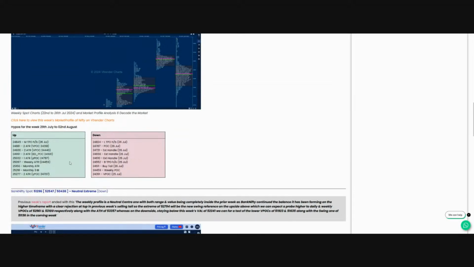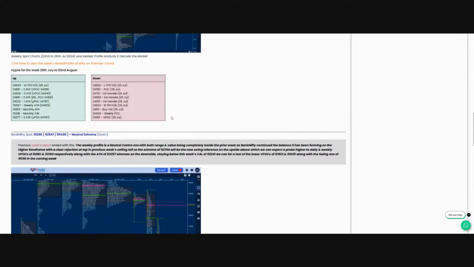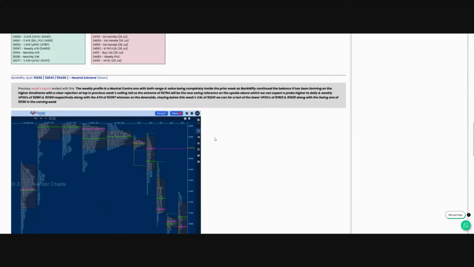And we have the hypos which were given for the week. Based on these hypos, we were supposed to look at the auction behavior today and take some good setups that are happening. I'll come to these hypos and what happened today in a bit, after we finish with the Bank Nifty spot report.